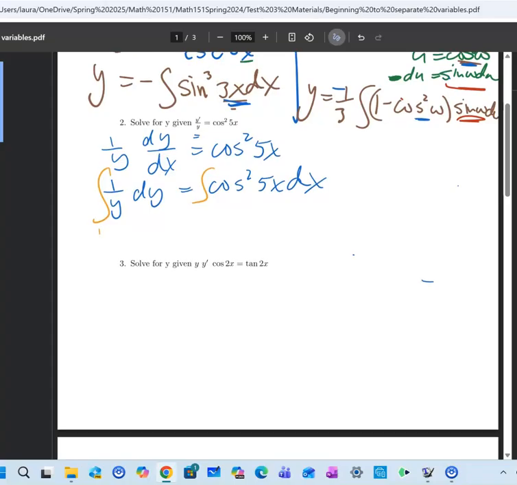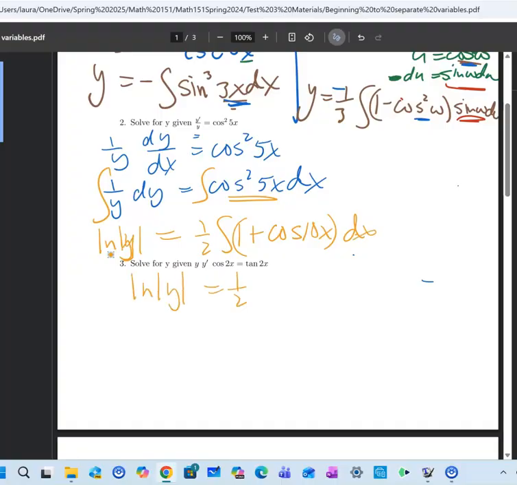Okay, so this gives me ln of y. And I'm always going to put the plus c on the x side. And how do we take the antiderivative of that? We want to use the half angle formula. So that's 1 plus cosine of 10x. So I have ln of absolute value of y, carry along the 1/2, take the antiderivative of 1, that's x, and this gives me a 1/10 sine of 10x plus a c.